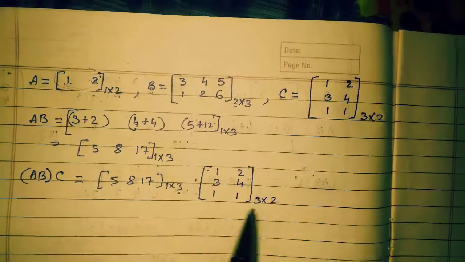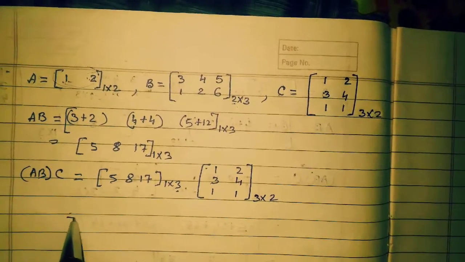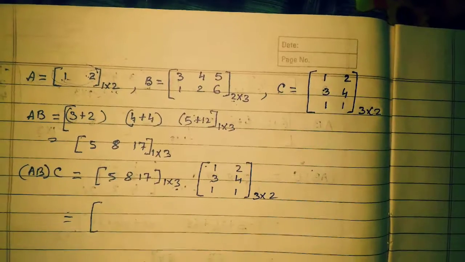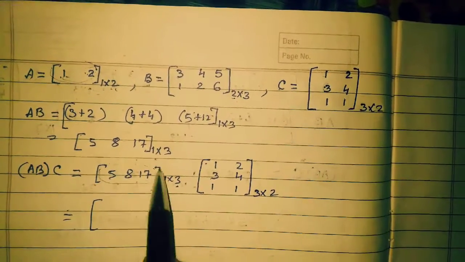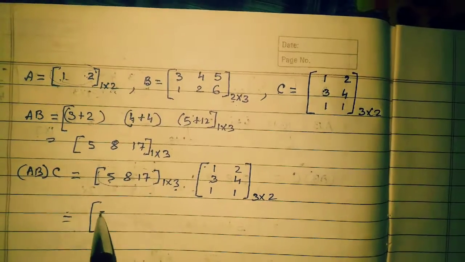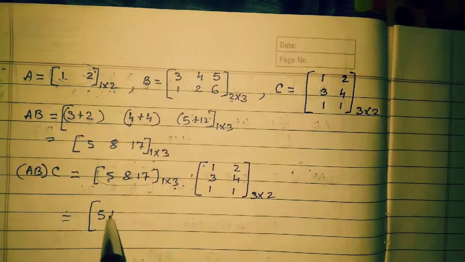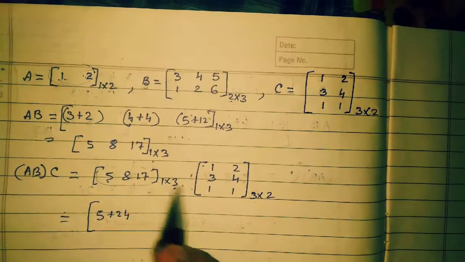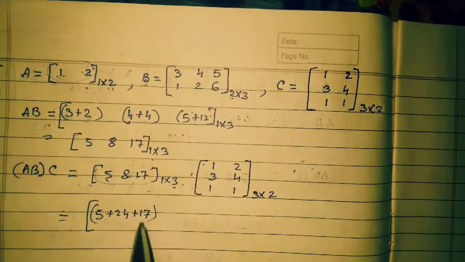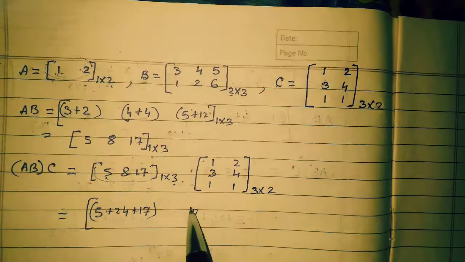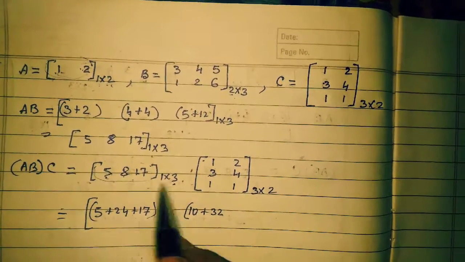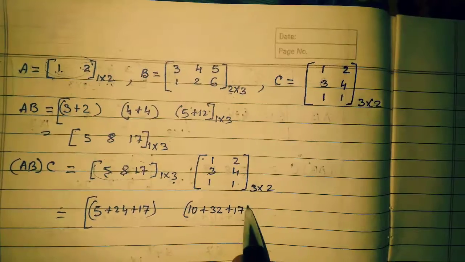So here again, what multiplication is possible, and the resultant matrix order will be 1 into 2. So how will you multiply? Again, you multiply the first row with the first column, and you'll get the first row first column element. That is 5 into 1, which is 5, 8 into 3 is 24, 17 into 1 is 17. In the same way, 5 into 2 is 10 for the first row second column, 8 into 4 is 32, and 17 into 1 is 17.